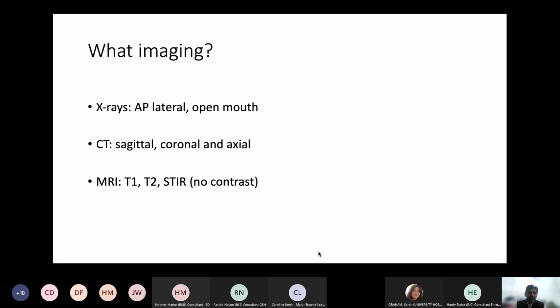CT needs to have both sagittal and axial, and as is often part of the trauma series, you'll get high resolution, fine cut axial CTs, which you should be able to reconstruct to look at sagittal planes. An MRI scan, you want your T1, your T2. You don't need contrast in trauma situations, but you do need a STIR.